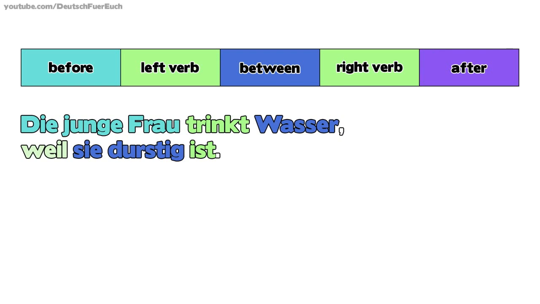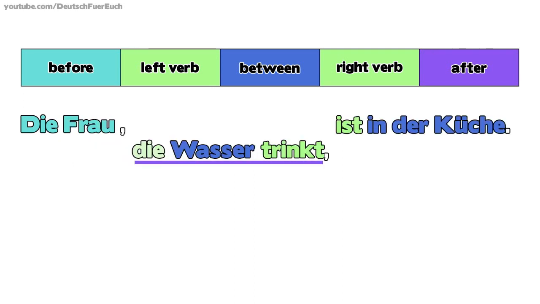Second example, die junge Frau trinkt Wasser, weil sie durstig ist. The young woman drinks water because she is thirsty. And then, die Frau, die Wasser trinkt, ist in der Küche. So wait, what happened here?